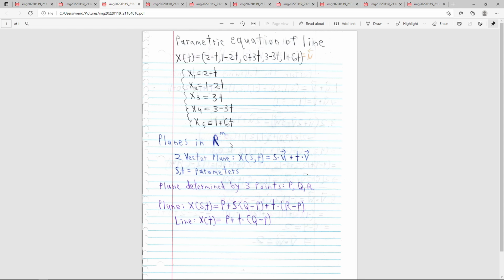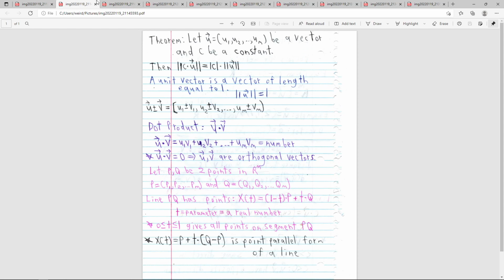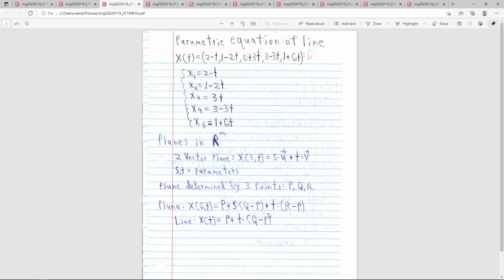And one more thing, planes in Rm. You have a 2-vector plane as s of t equals s times u plus t times v with the vectors. And s and t are parameters. And you can have a plane determined by 3 points, p, q, and r, let's say. It's x of s, t, so you have 2 parameters instead of 1. Like with a line, you have the 1 only. It's p plus s times q minus p plus t times r minus p. And a line is always just p plus t times q minus p for the point-parallel form. But this is the comparison.